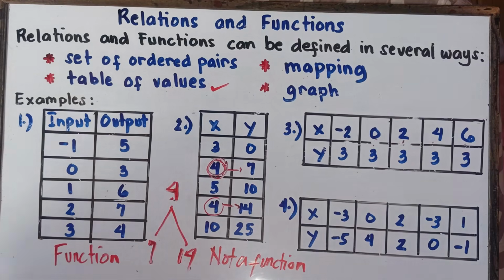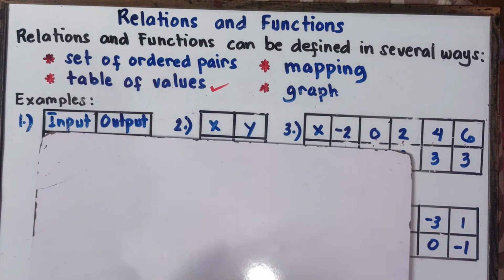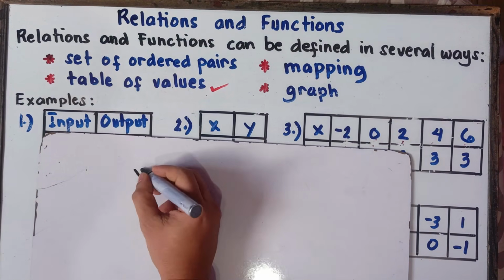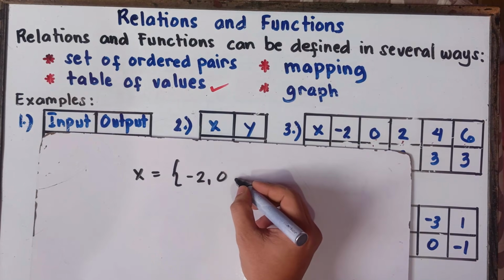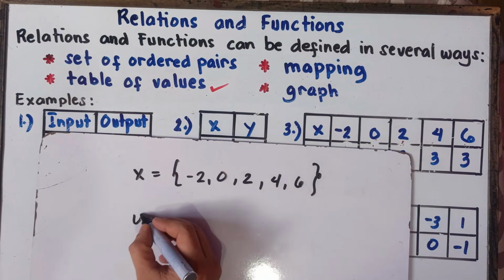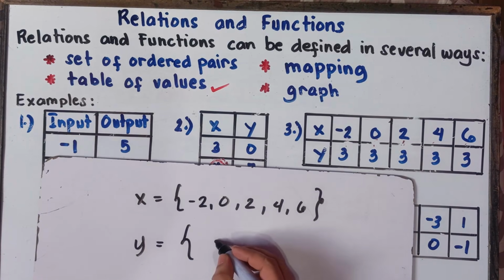Let me just draw that one. Okay, once again, class, for the x values, let me just explain that one so you are not confused. For the x values, we have the given sets: negative 2, 0, 2, 4, and then 6. And then for the y values, there will be the same number, 3. So for the elements, simply write down 3.